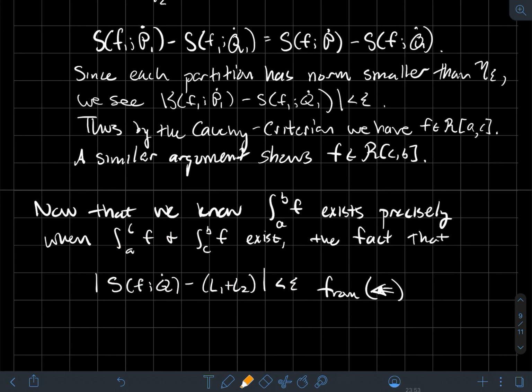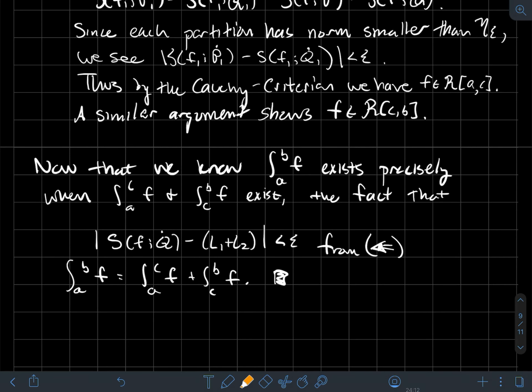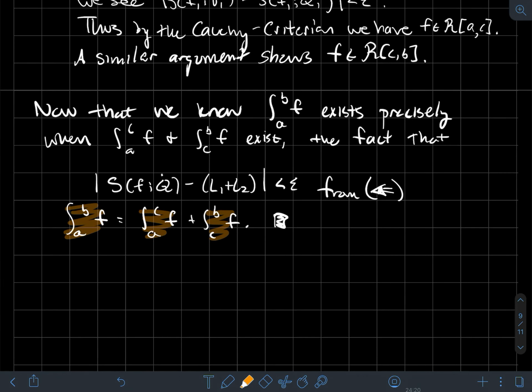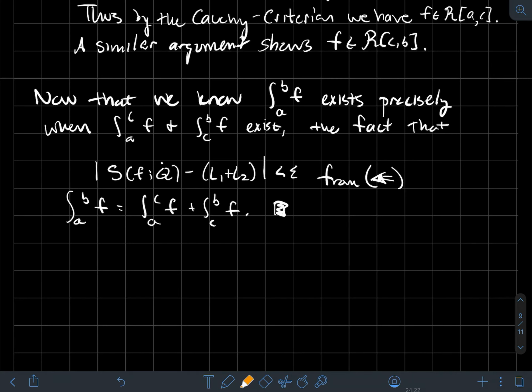And so what am I trying to say? I know that this Riemann sum should be within epsilon of this, but I'm saying it's also within epsilon of this. I know that there can only be one such number that can be the Riemann sum. Therefore, this has to be the sum of these, which is this here. And so, a little bit less confusingly, a little bit less hand-wavy, what I've got then is, again, the integral from A to B of F should be equal to the integral from A to C of F plus the integral from C to B of F. And that finishes the proof of the additivity theorem.